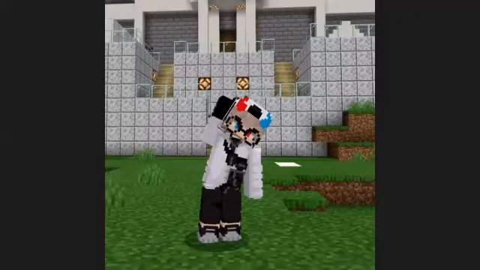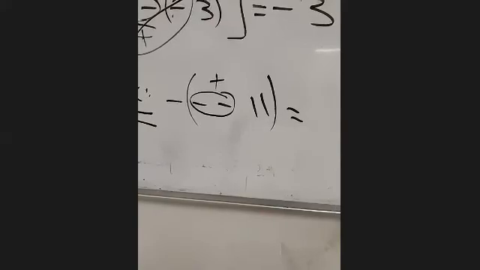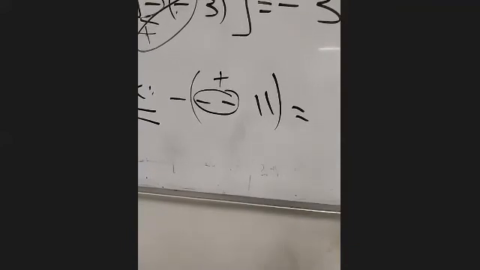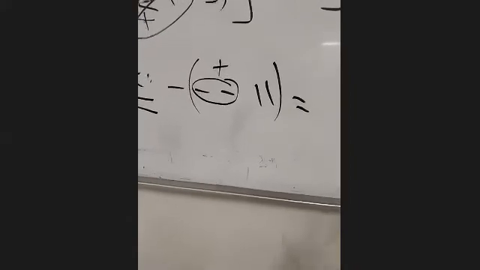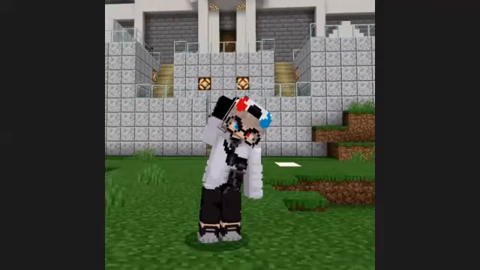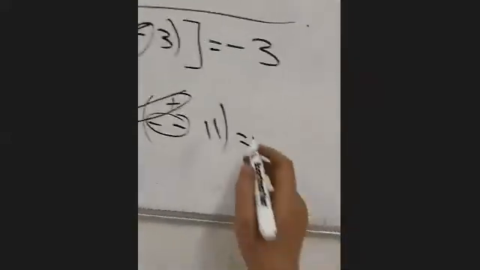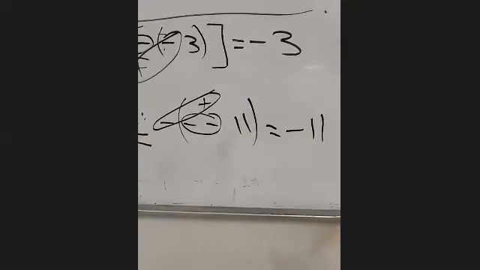It means the answer is negative 11. Why negative 11? We are not adding anything here. Here we have two negatives with a positive, equal negative. Now negative with positive from the table is negative 11. So write negative 11.